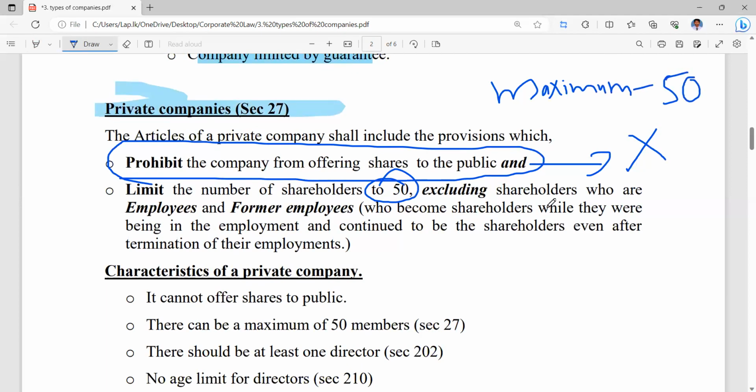Maximum it is 50, excluding shareholders who are employees. If such a shareholder is currently an employee, or a former employee who became a shareholder while in employment and continues to be a shareholder even after termination of their employment, they are deemed a former employee. They are not included in the calculation of the upper ceiling of 50 shareholders.